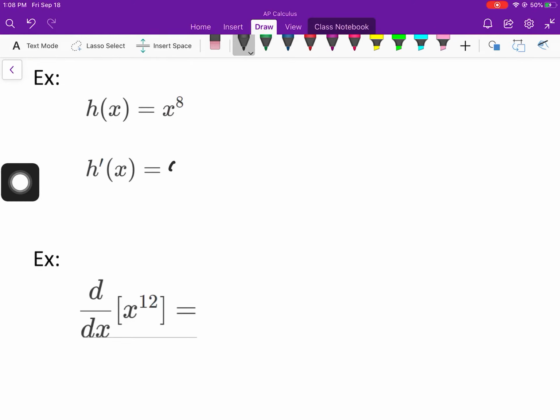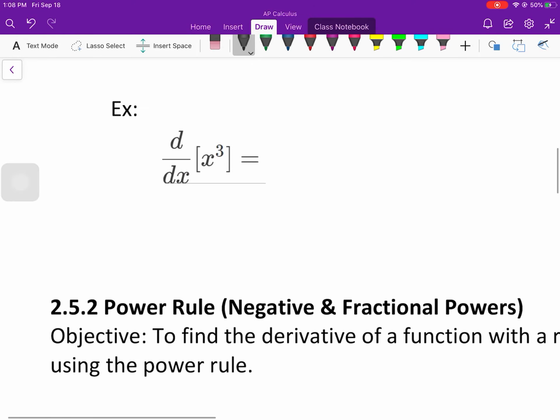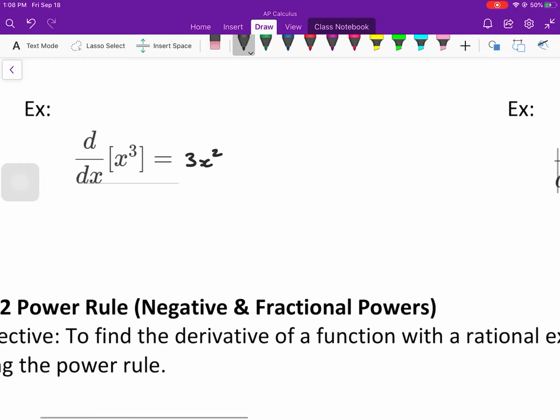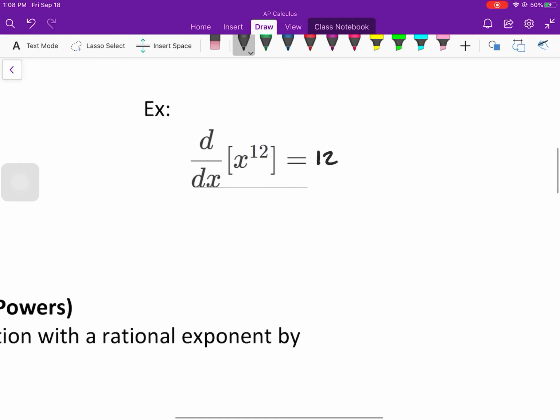So what about this one? You just bring down the 8, take away 1, and that's it. Look at this one. Bring down the 3, take away 1. This one, bring down the 12, take away 1, and we see that pattern.